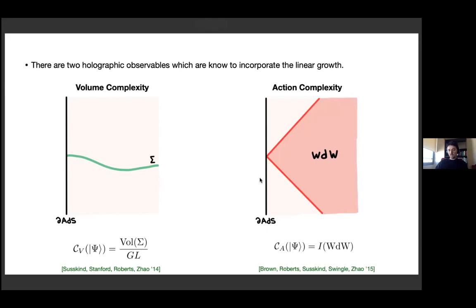On the other hand, we have the action complexity of the state, which is given in terms of the on-shell action on a space-time region, which is called the Wheeler-DeWitt patch, and which is defined in terms of the causal domain of dependence of any slice that is anchored to the asymptotic boundary of AdS. And this observable also captures the linear growth at late times for black hole states. And it's quite remarkable that the precise slope that it produces is given in part by some contribution coming from the future singularity of the black hole. So even if this observable is an effective field theory observable in the gravitational side of things, it receives contributions from the future singularity.